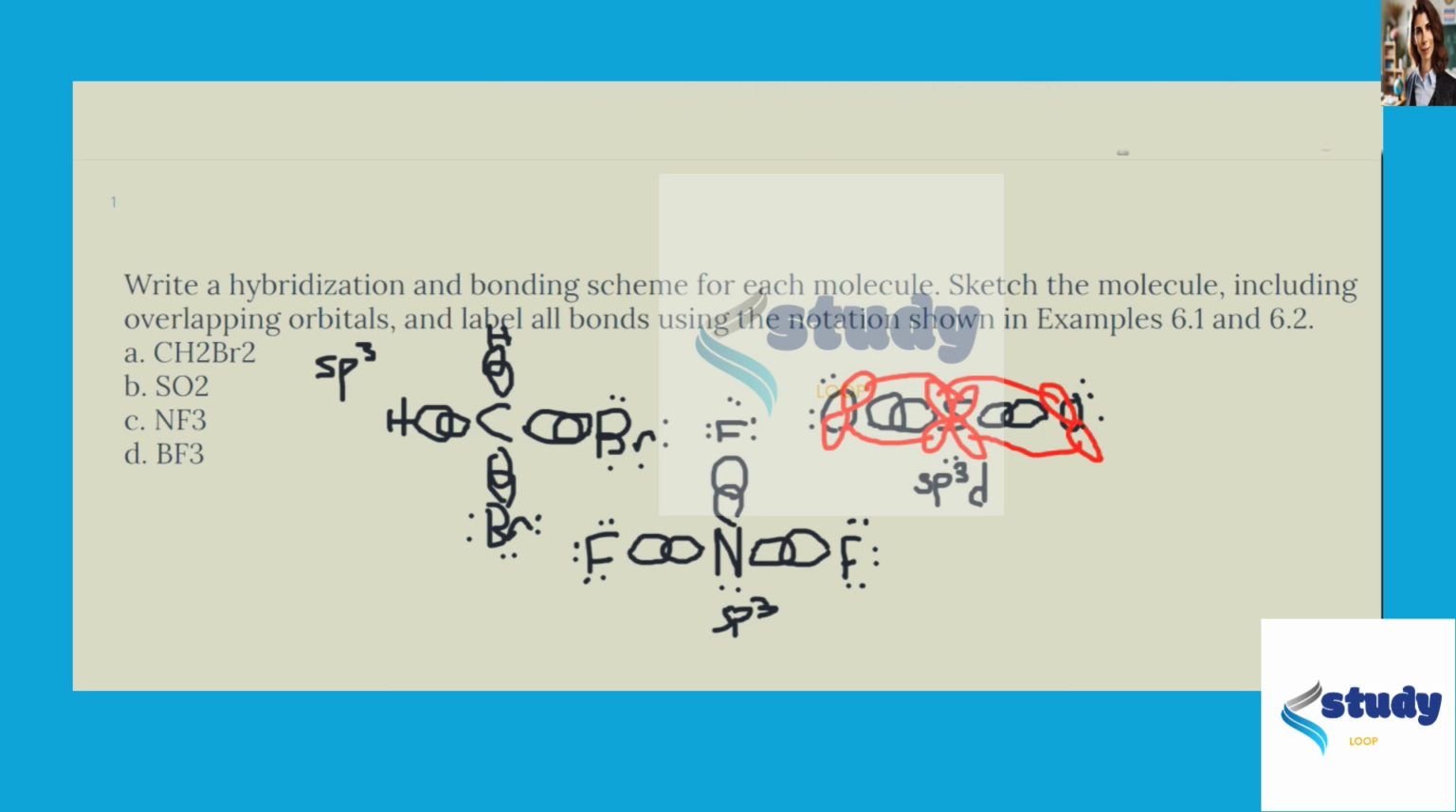For BF3, we see a different pattern. It starts off pretty much the same. So we attach our 3 fluorines, but this time boron only has 3 valence electrons, so it does not form that last lone electron pair. So this molecule is one of those exceptions to the octet rule. Boron only has 6 electrons around it, not 8. And so it is going to be sp2 with an empty p orbital.